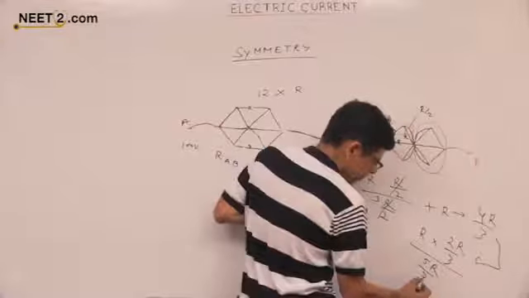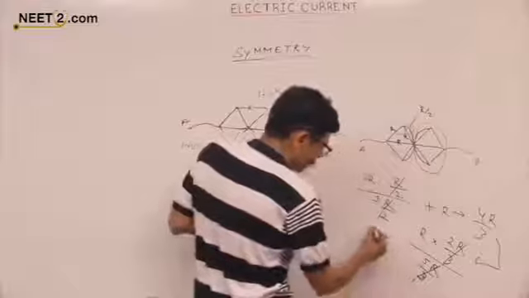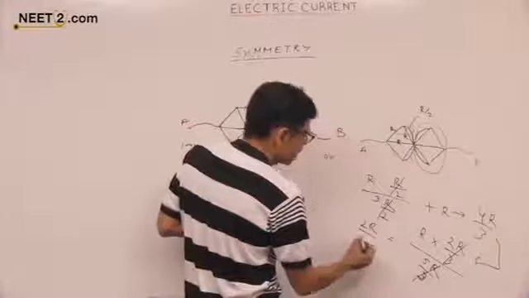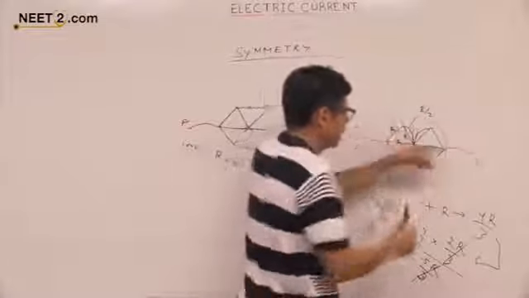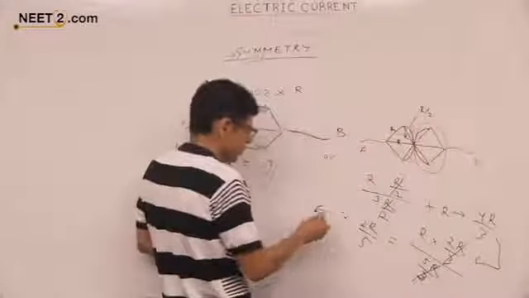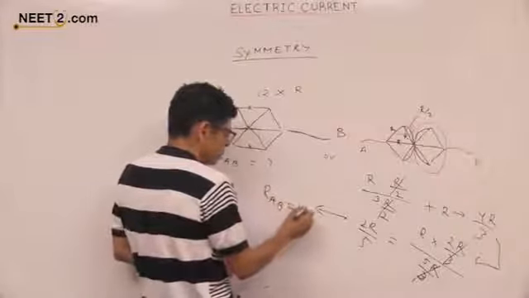So this time R by 3 cancels out. So I am getting 2R by 5 so far. Now that represents the resistance of the left half, but as much as the resistance of the right half. So the answer is RAB is 4R by 5.